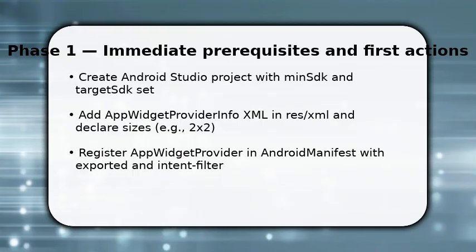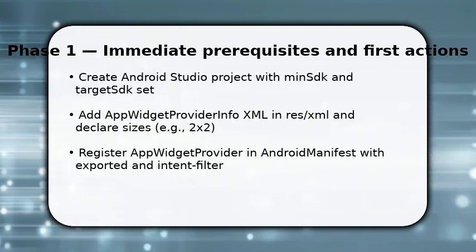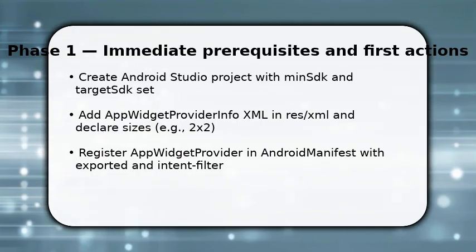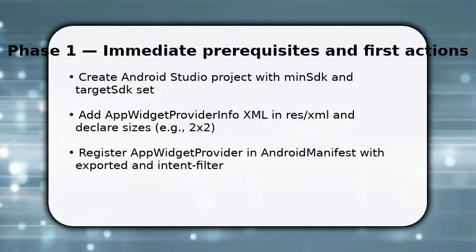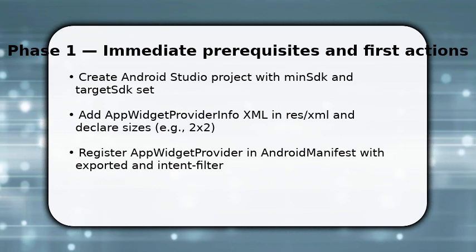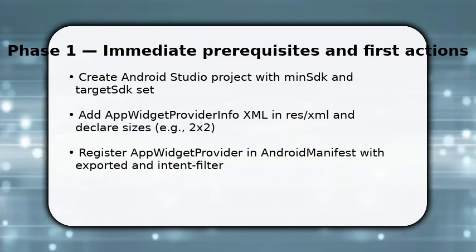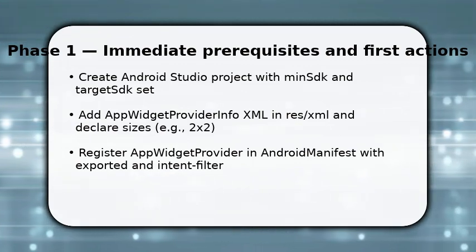Create the app widget provider subclass and register it in the Android manifest with the correct intent filter for the action APPWIDGET_UPDATE. Once done, wire a basic layout in res/layout for the widget UI. This is where you'll control remote views and user-facing elements.